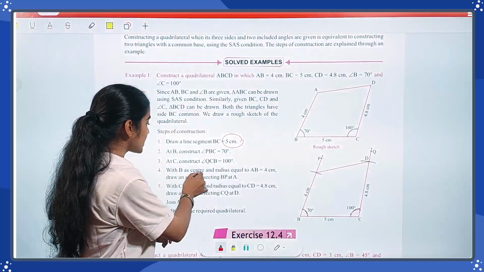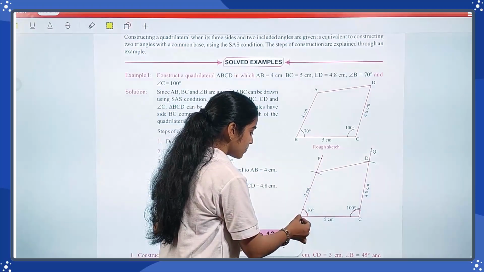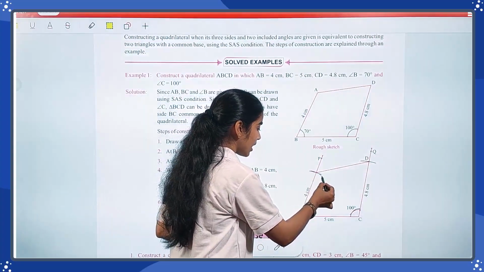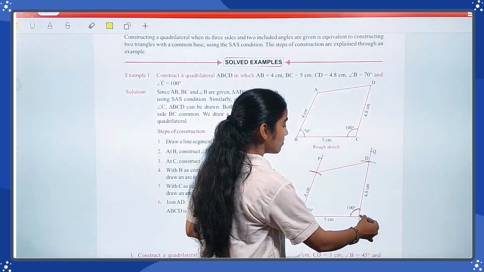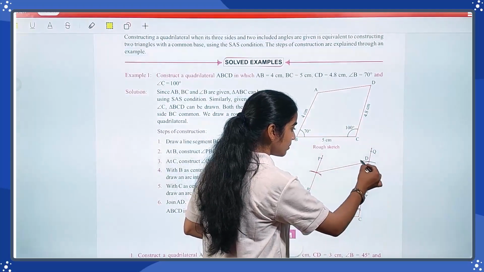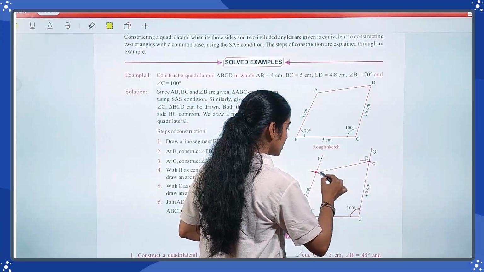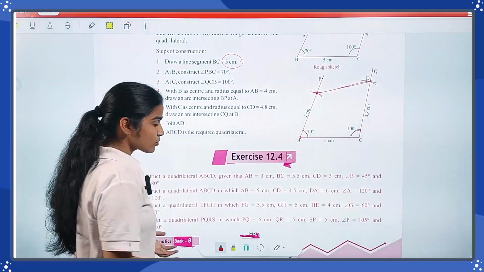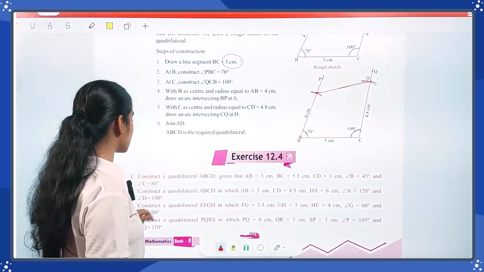After that, B as a center and radius equal to AB is equal to 4 centimeter. Take B as your center, open your compass till 4 centimeter, mark an arc here. Then take your C as center, open your compass till 4.8 centimeter and mark an arc here. Now these 2 points you have to connect with each other, and this is your required quadrilateral. Again students, the same advice from my side. This is your example, this is your exercise.